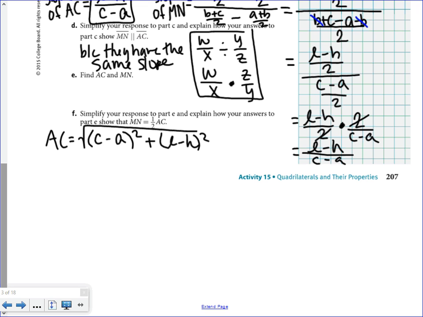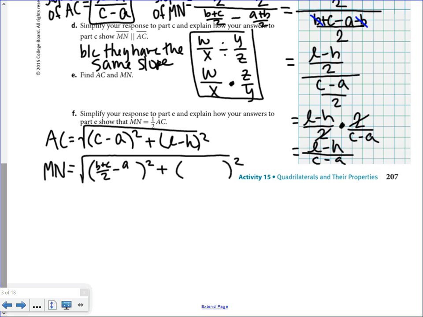For the length of MN, it's going to be in the same form, but your x values are going to look a little bit more funky. You're going to have B plus C over 2 minus A plus B over 2. And then K plus L over 2 minus H plus K over 2.